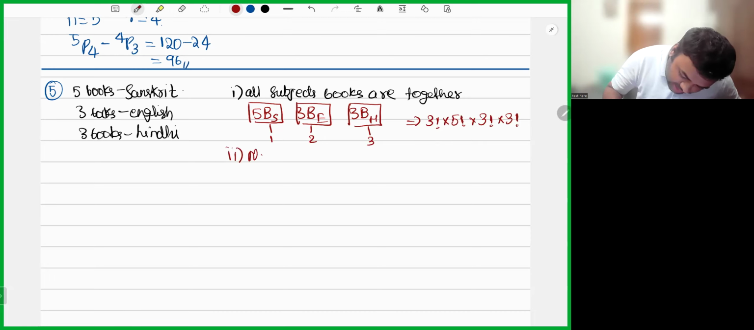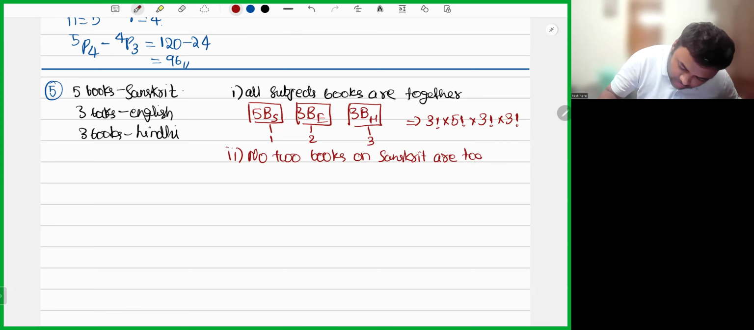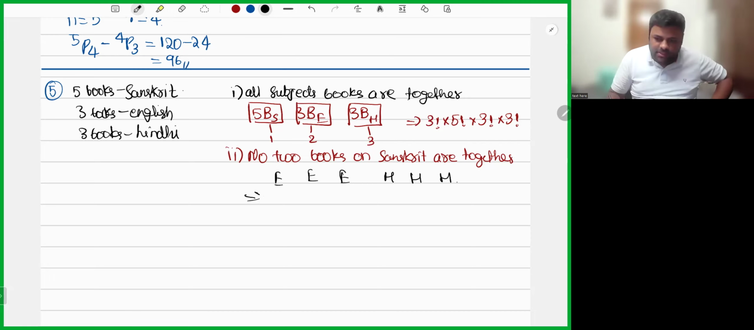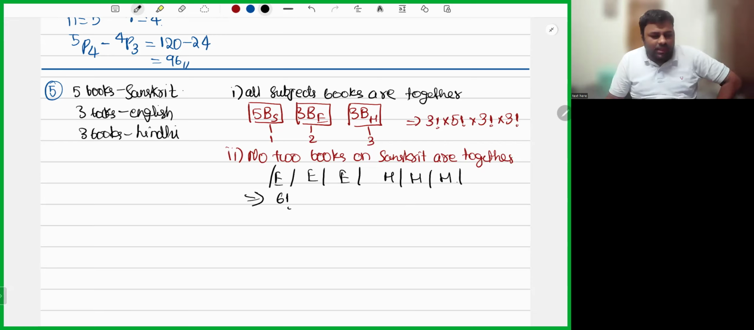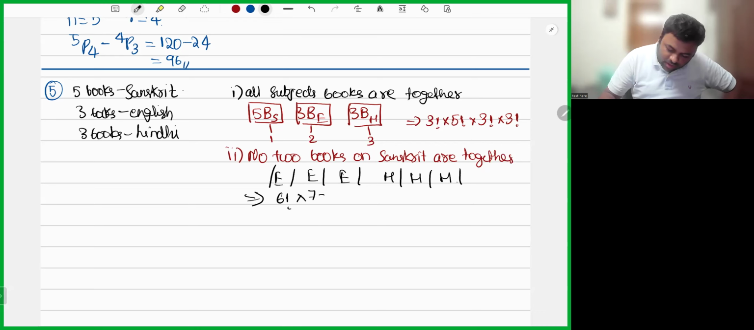No 2 books on Sanskrit are together. So first what I'll do, I'll arrange 3 English books and 3 Hindi books. So how will you arrange 6 things in 6 places? 6 factorial ways. In between them, how many gaps are there? 1, 2, 3, 4, 5, 6, 7 gaps are there. In these 7 gaps, I need to arrange the 5 Sanskrit books. So 7P5 into this.